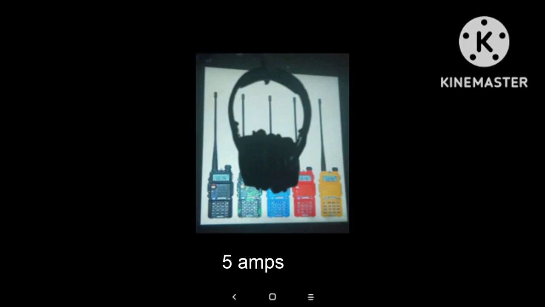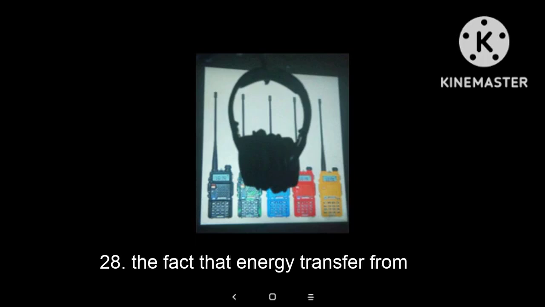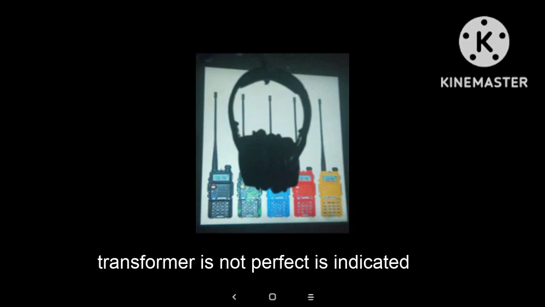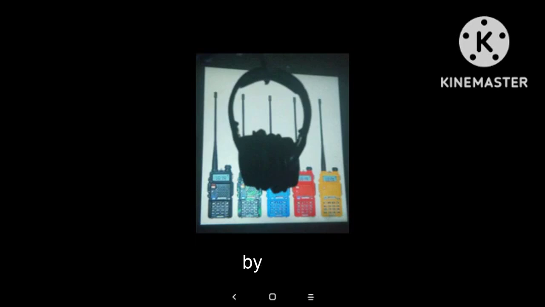5 amps. 28. The fact that energy transfer from primary to secondary windings in a power transformer is not perfect is indicated by warm iron laminations.